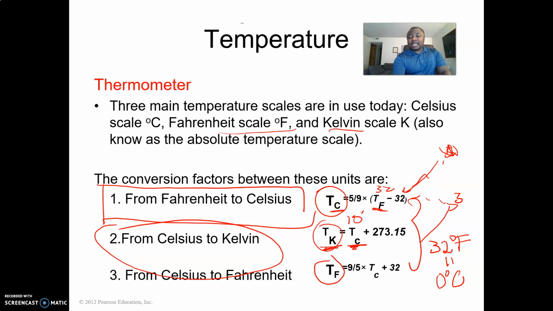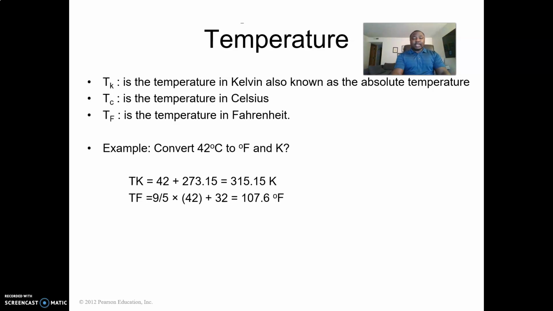I think this formula best explains how you can move from one temperature scale to the other. Now let's look at a practical example here. Tk is the temperature in Kelvin, also known as the absolute temperature. Tc is the temperature in Celsius, and Tf is the temperature in Fahrenheit. So let's look at this example: convert 42 degrees Celsius to degrees Fahrenheit and to Kelvin.